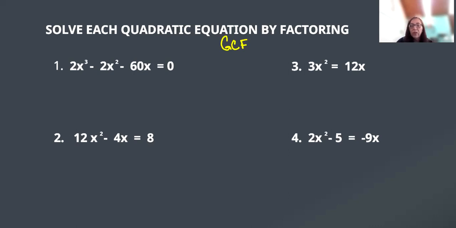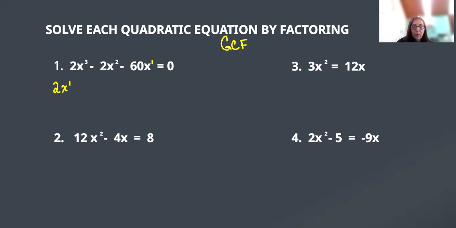Now let's look at the variable. It's an x. All three terms have an x, so I can take out an x. You always take out the smallest exponent for your variable. All right, what do we have left?